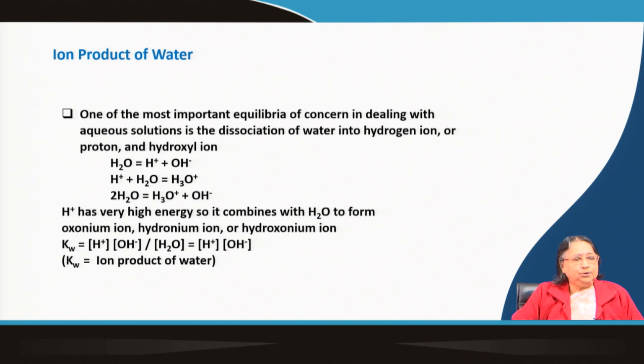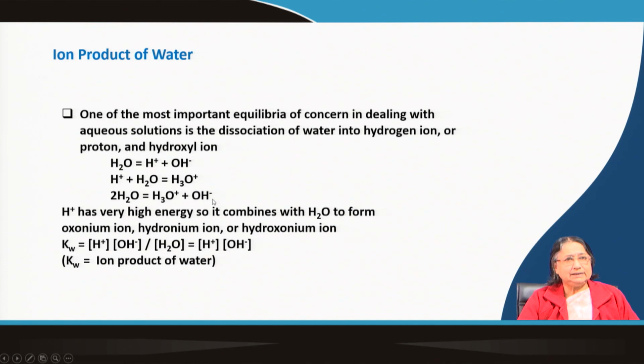It is very important to know the ion product of water. We all know that water dissociates into H plus and OH minus. Of course, H plus cannot stay as such, it immediately combines with water to form hydroxonium ions. So, in terms of the formation of hydroxonium ions, we can tell that this is the actual equation for water dissociation.